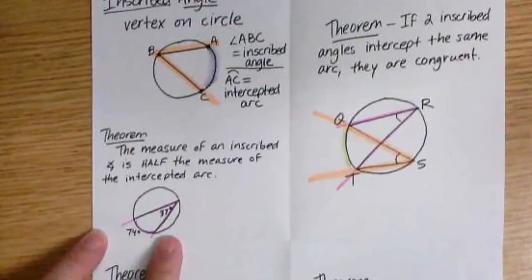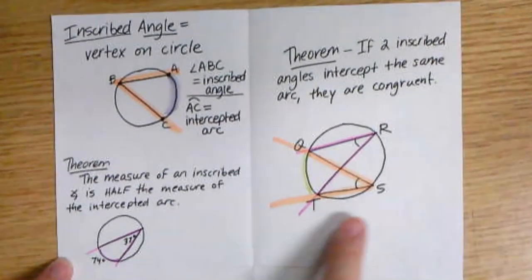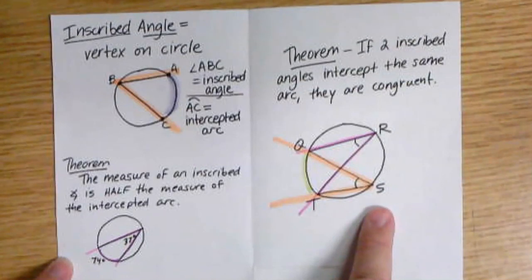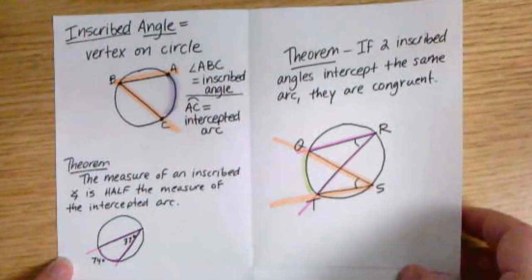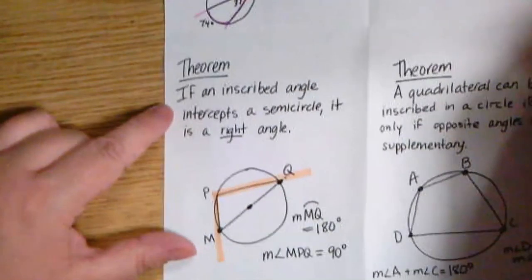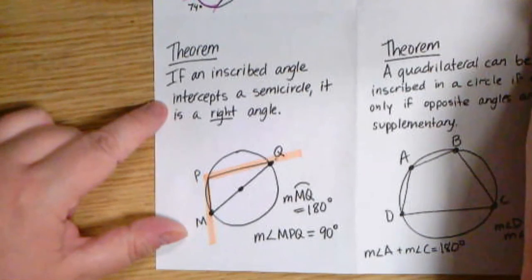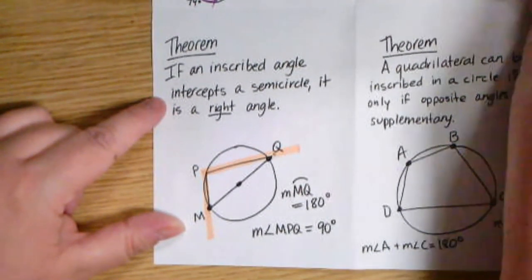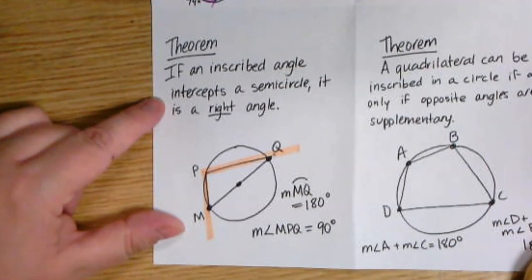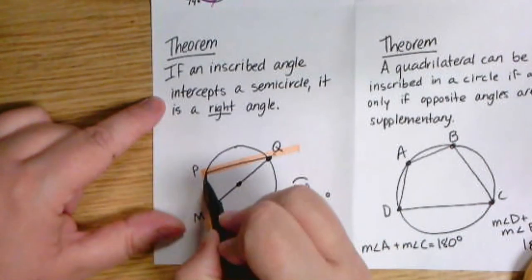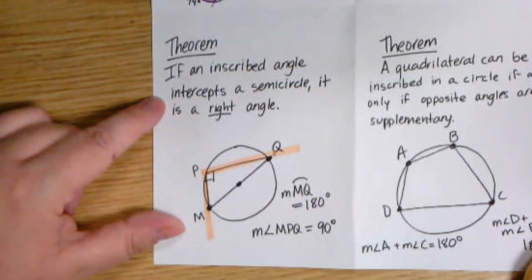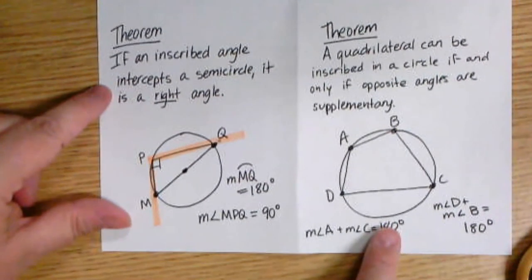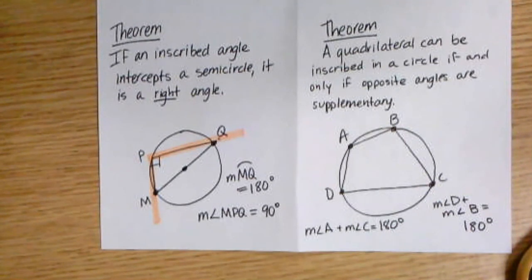And then each of the other quadrants got its own theorem. Here's the one that says two angles that intercept the same arc are congruent. Here's the one that says if you have an inscribed angle that intercepts half the circle, then it's a right angle. We could go ahead and draw that on here. And then finally, a quadrilateral is in a circle if and only if its opposite angles are supplementary.